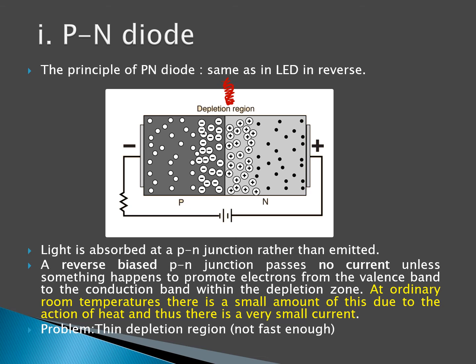But at ordinary room temperature, there is still a small current due to the action of heat, and thus a very small current is produced. Even though it is at room temperature, we still have heat in this PN photodiode. So some of the electrons and holes will be flowing in this circuit. That's why we still have a very small current.